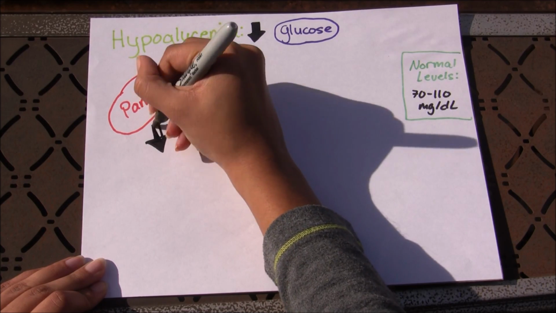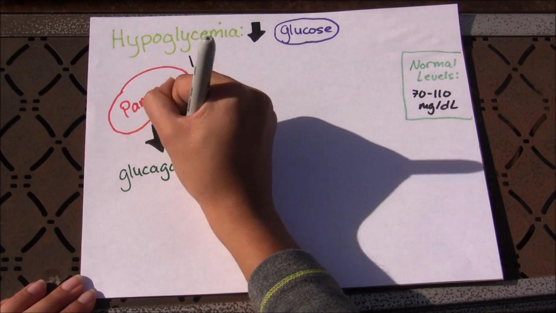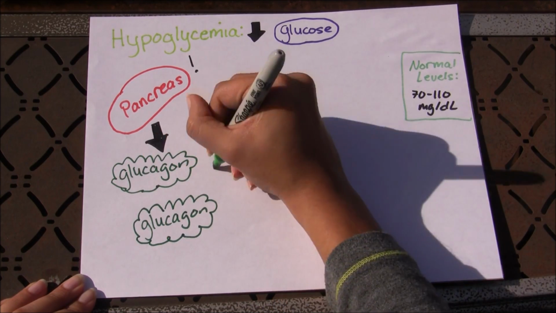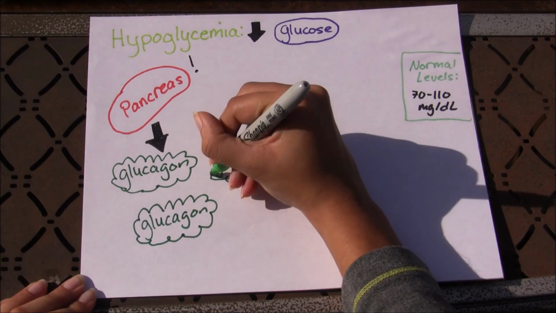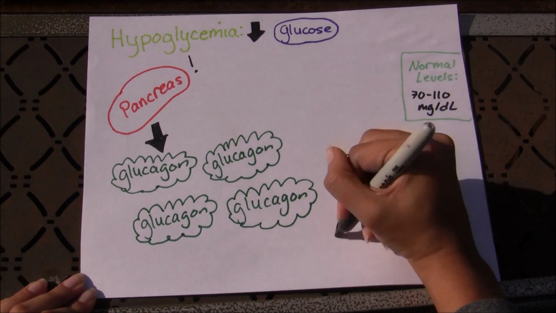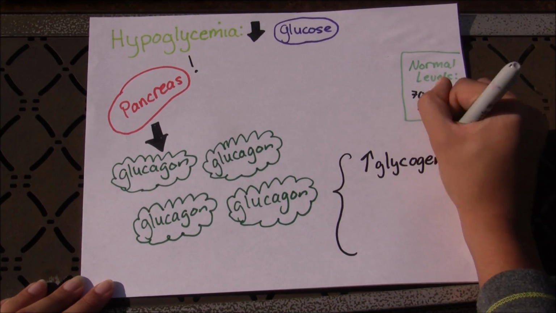Glucagon is a catabolic hormone that helps increase plasma glucose levels by increasing glycogenolysis and increasing gluconeogenesis in the liver, and also increasing lipolysis.